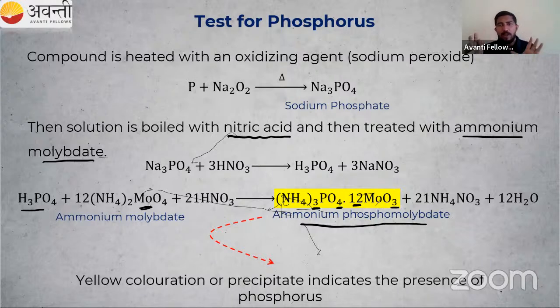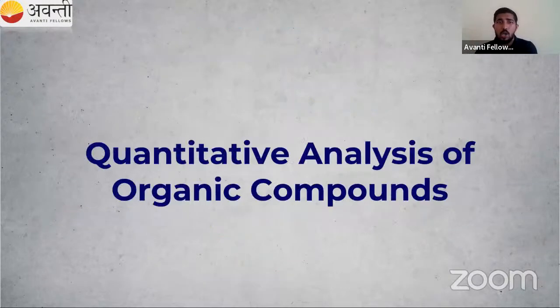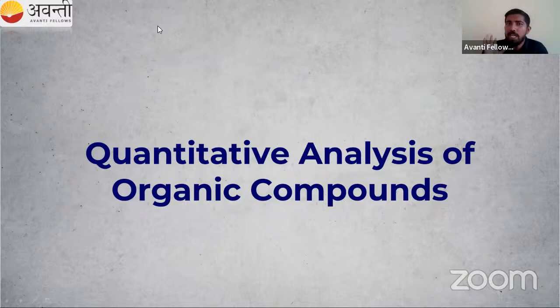Okay, so these are the different tests. That is qualitative analysis. Next, what is next? Quantitative analysis of organic compounds. Is that clear to you up to this point? Different reactions. So for ammonium phosphomolybdate, you have to remember the color of that one. Especially in this portion, you have to remember what is the final product, what is the formula of the final product, and what is the color of the final product. So that is very important.